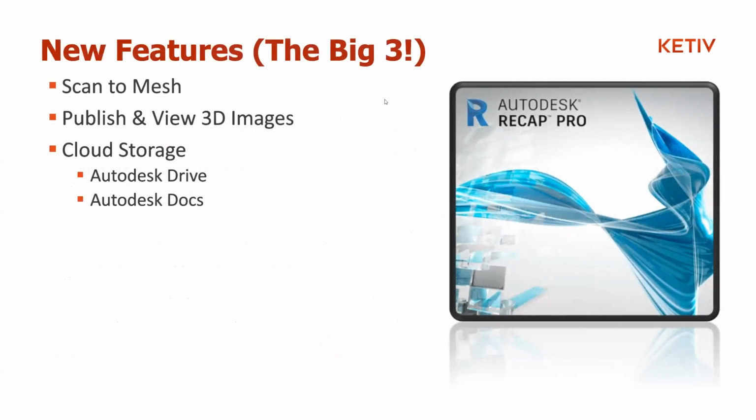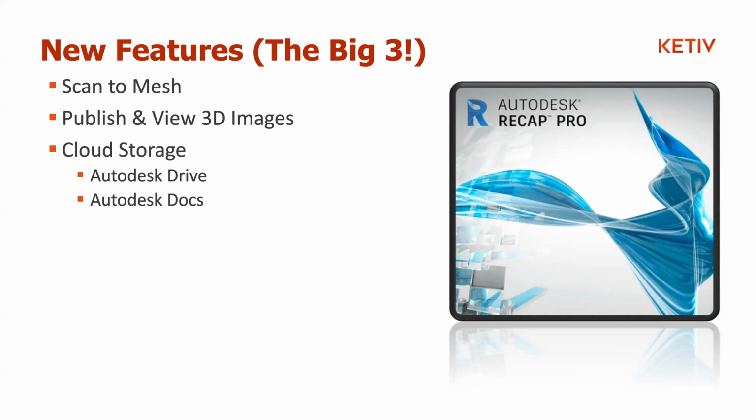So the main three big features with ReCap, I like to call them the big three. If you used ReCap in the past, previous to 2018, there was a beta feature for Scan to Mesh. That has been brought back. So think of that as the process of taking an RCP file, your point cloud file, and converting it to a mesh file, which can be opened in ReCap Photo, OBJ or RCM format. That's one of the big new features for ReCap.